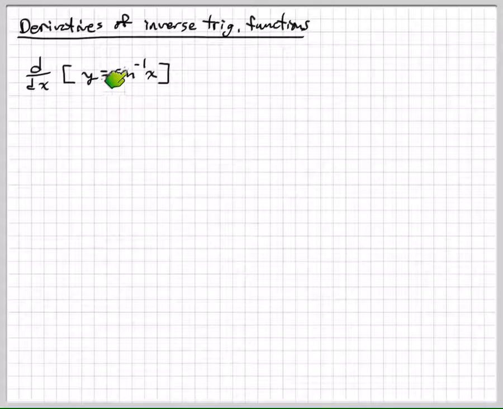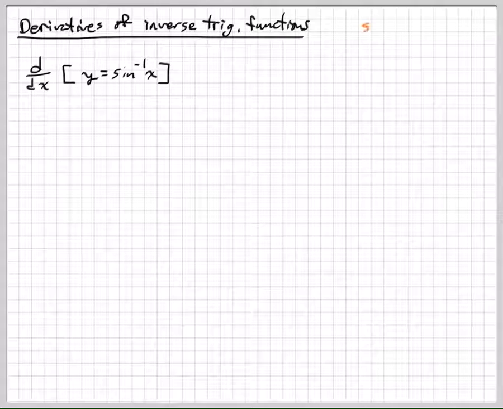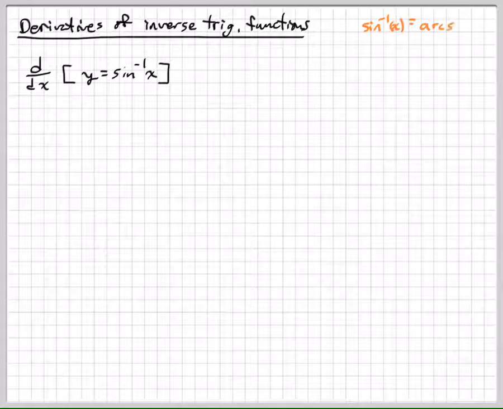This means the inverse of sine. There's another way to write the inverse of sine. Do you guys know what that is? Sine to the -1, or sine inverse of x, is the same as saying, I don't know if you guys ever heard this before, maybe you have, arc sine. You guys ever heard that before? Yeah. Okay. Arc sine and sine inverse are the same.